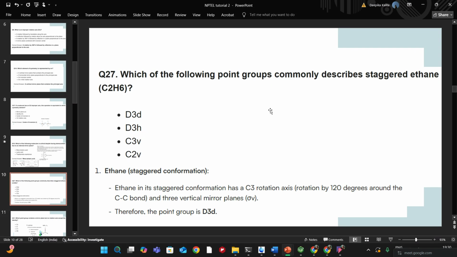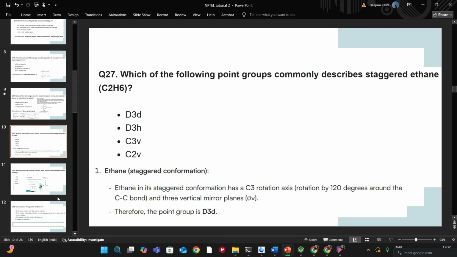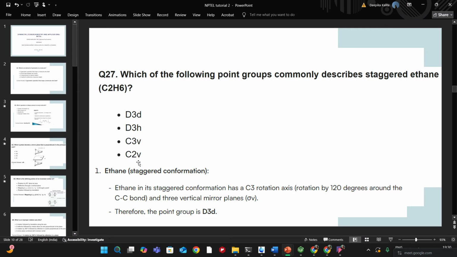So next we have: which of the following point groups commonly describes staggered ethane? Is it D3d, D3h, C3v or C2v? So staggered ethane has a structure where you can rotate it by its principal axis C3, and it contains three vertical mirror planes.